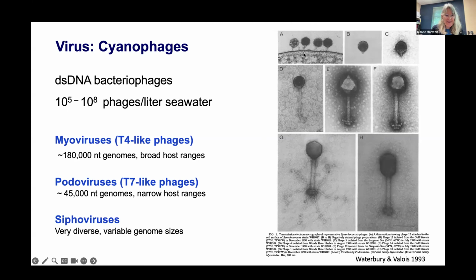Podoviruses are T7-like phages. They are smaller, shown up here in A and B. They have smaller genomes. They tend to carry fewer of the host-derived metabolic genes, and they often have narrow host ranges. Picture D here is a siphovirus, and they're very diverse. They have very variable genome sizes, and there are no marker genes or PCR primer sets available to characterize siphoviruses, so we know a lot less about them than we do about myoviruses and podoviruses.